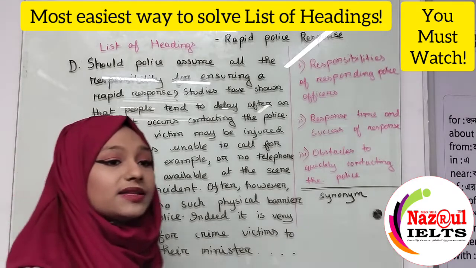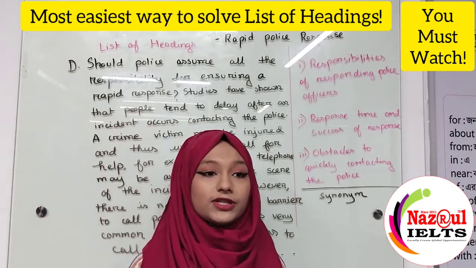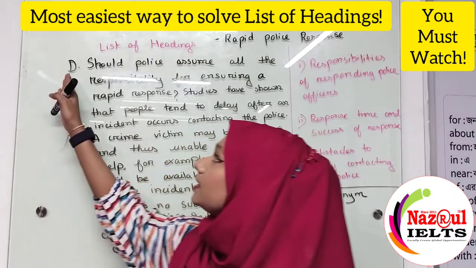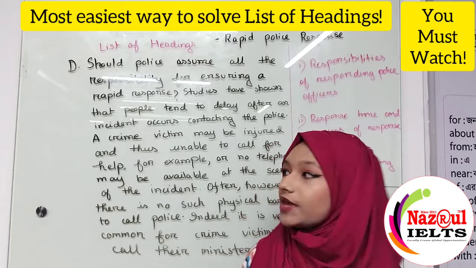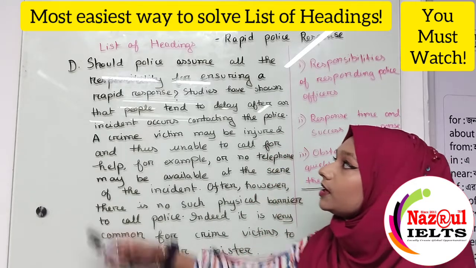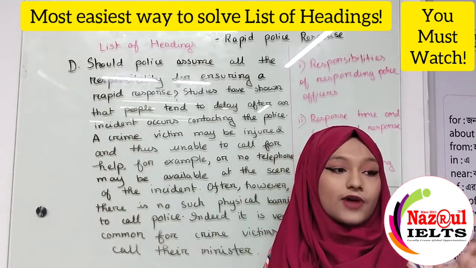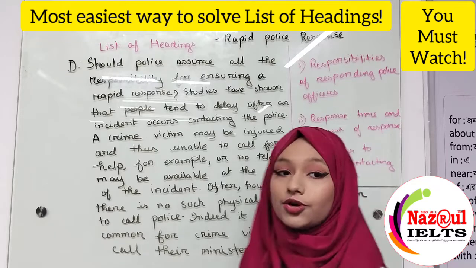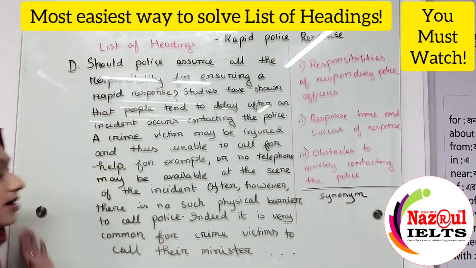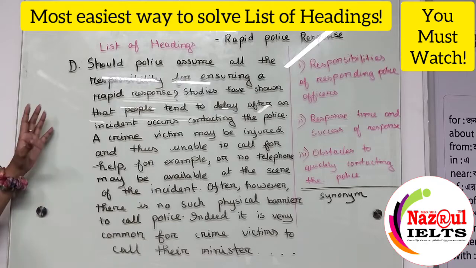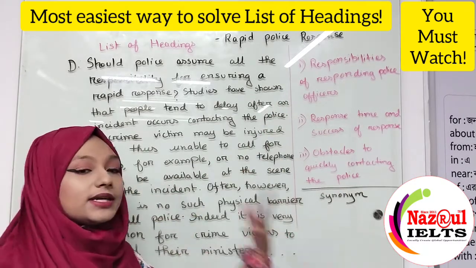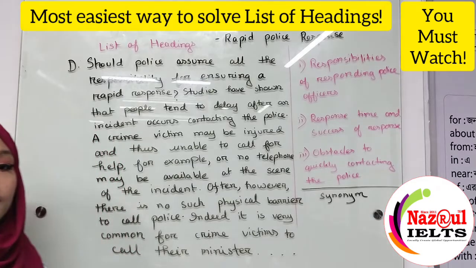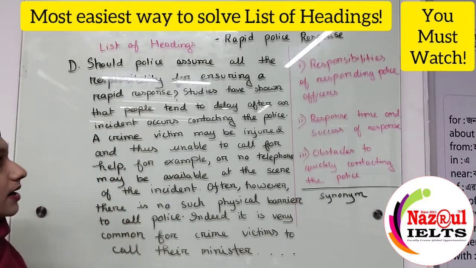Whenever we get a passage, there are several paragraphs written. Some of them have paragraph numbers like A, B, C, D. And this paragraph is D in Rapid Police Response. So let's see what's the gist of this paragraph, okay? I've also written some points over here. You're going to get time to solve it on your own, and then we're going to solve it together.